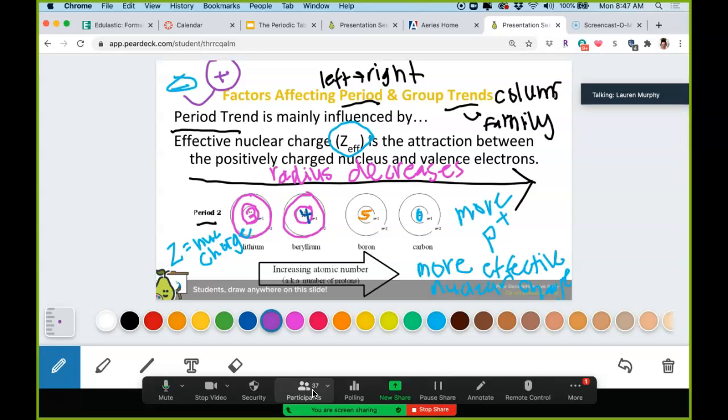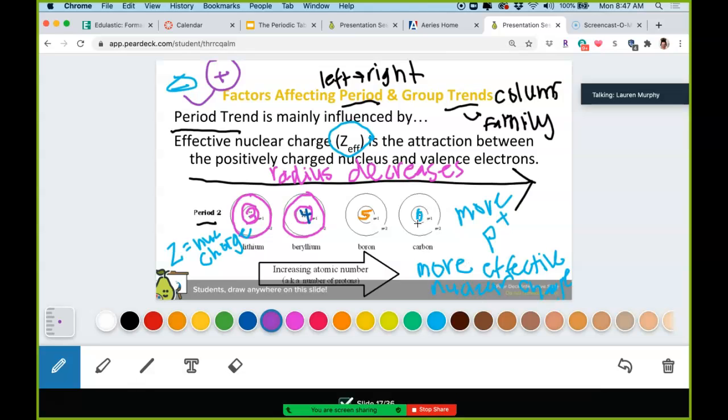So again, the fancy way they word this is called effective nuclear charge. There's more positive charge in the nucleus, which makes the electrons more attracted to the nucleus, and the nucleus is in the center. So if the electrons become more and more attracted to the center, they will move towards the center, effectively shrinking the atom as you go from left to right.